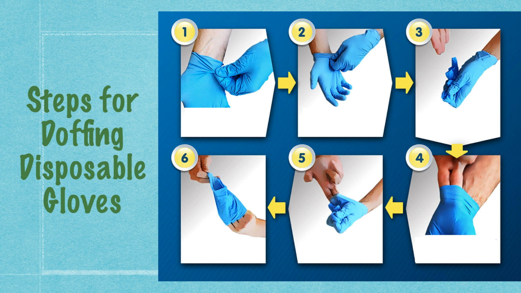Doffing is, you guessed it, a fancy word for removing gloves. Step one, pinch the outside cuff of one glove. Step two, pull the glove away from the hand until it is completely removed and inside out and held in the remaining gloved hand. Step three, slide the ungloved fingers under the cuff of the other glove. Step four, pull the glove down and over the inside out glove being held in your gloved hand. And step five, dispose of the gloves and wash your hands with soap and water.